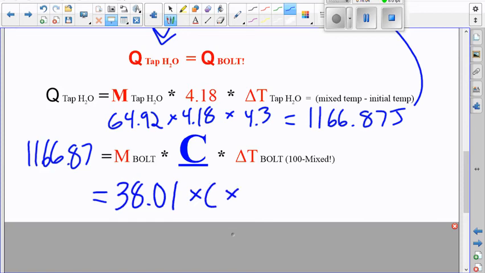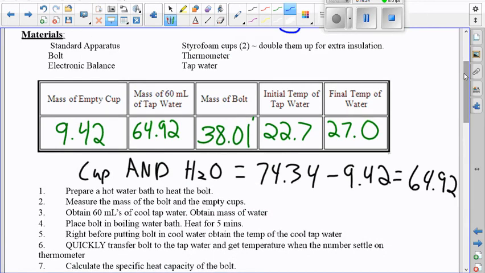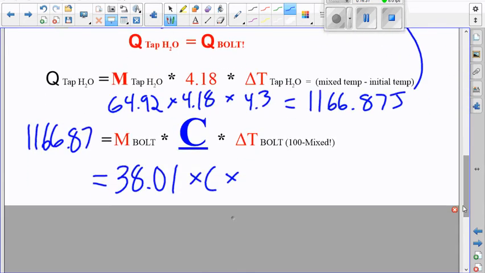And here's the last crucial step where a lot of people put in a 4.3. 4.3 is the delta T of the water, not the bolt. What is the delta T of the bolt? John? 73. It's 73. Yes, it's 73. Remember? Because the bolt started at 100 and it went down to 27, right? So the delta T of the bolt is 73.